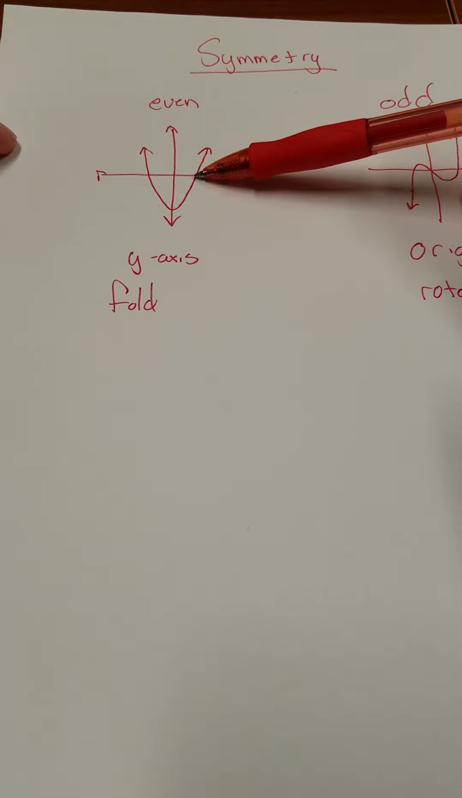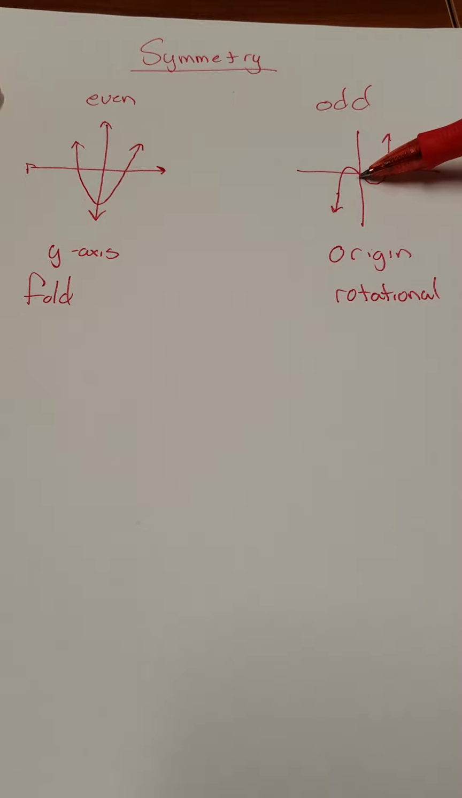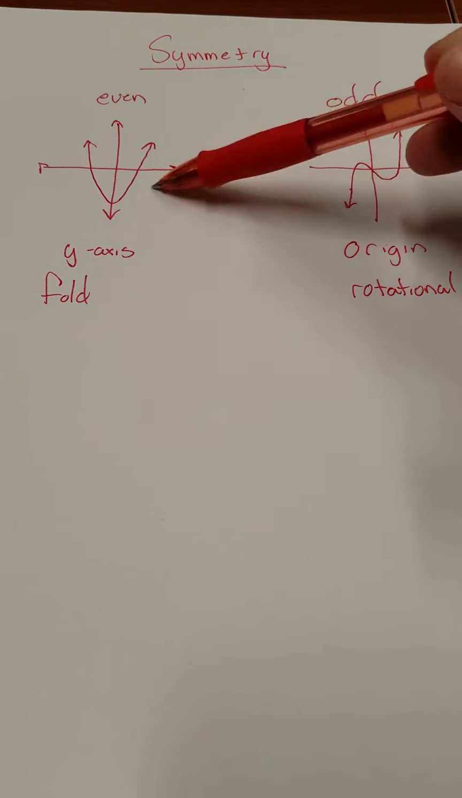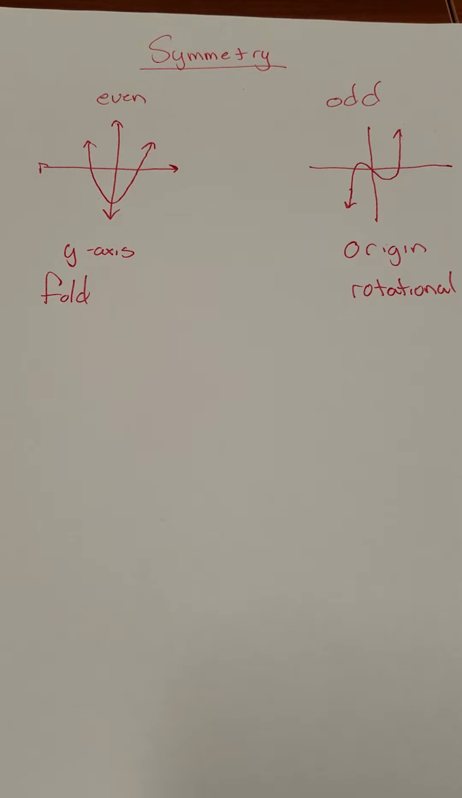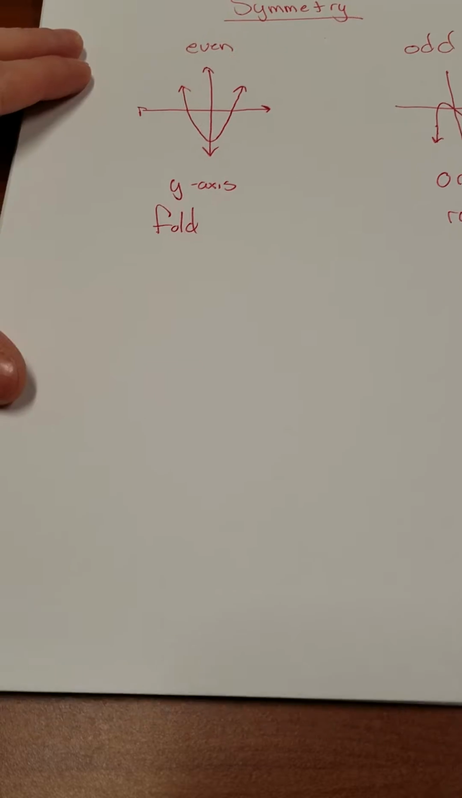If you can fold it over the y-axis, it's even. If it passes through the origin and it rotates around on top of itself, it's odd. If it doesn't have either one of these things, then it's neither. All right, most graphs do not have any symmetry at all. Now, how to look at them from an equation.